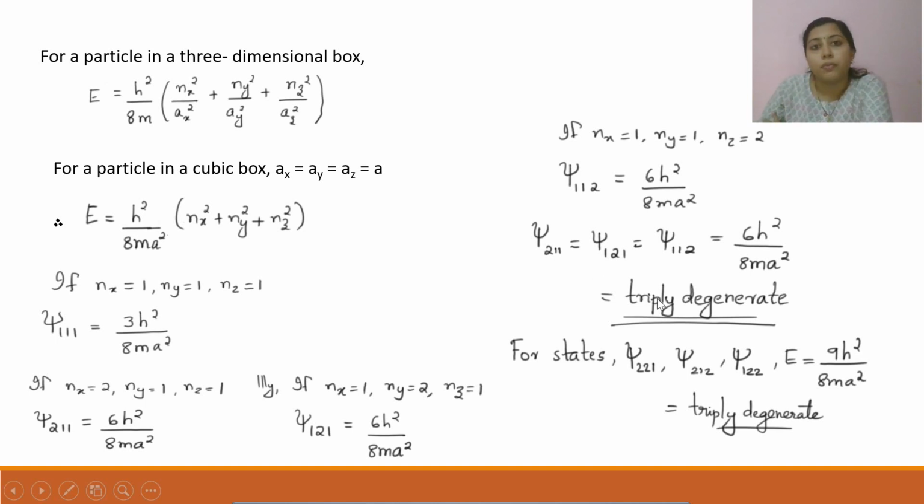Similarly, we have another example for the states psi 221, psi 212 and psi 122. For these three states, if we substitute the values of nx, ny and nz, the energy value is 9h square by 8ma square. So three different functions are giving the same value of energy. Again, the state is triply degenerate or threefold degenerate.